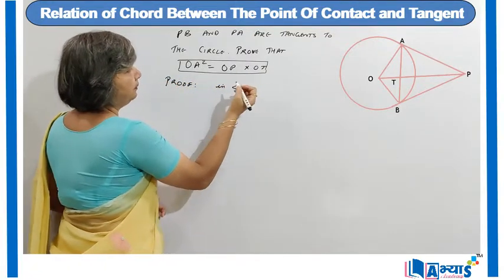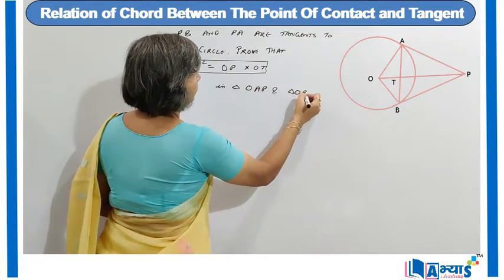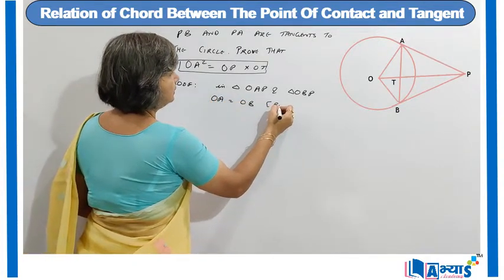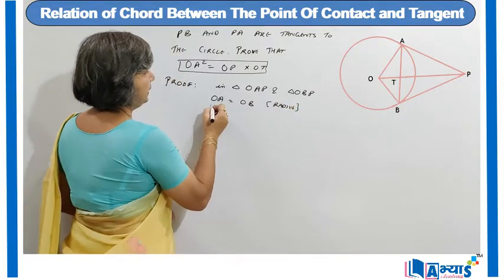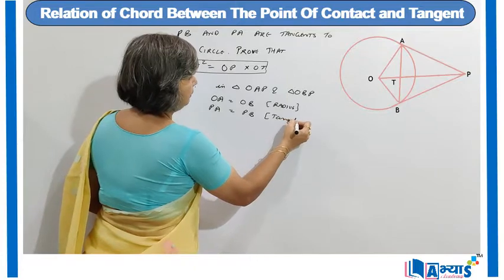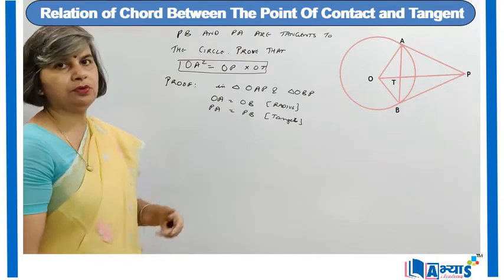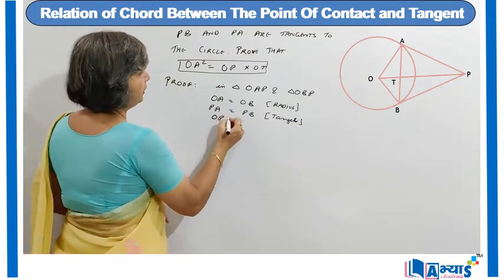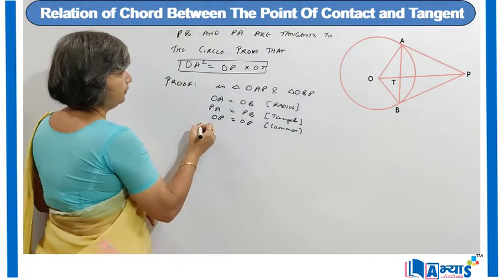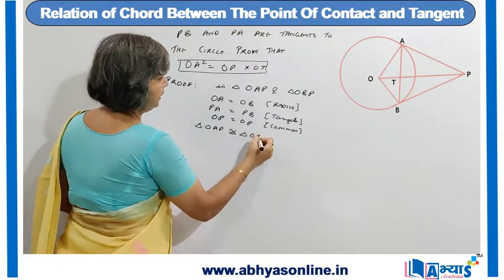In triangle OAP and triangle OBP, now OA is equal to OB, they are the radii. PA is equal to PB, tangents. And we know that the tangents from an external point to the circle are equal, so PA will be equal to PB, and OP is common in both. So triangle OAP is congruent to triangle OBP.